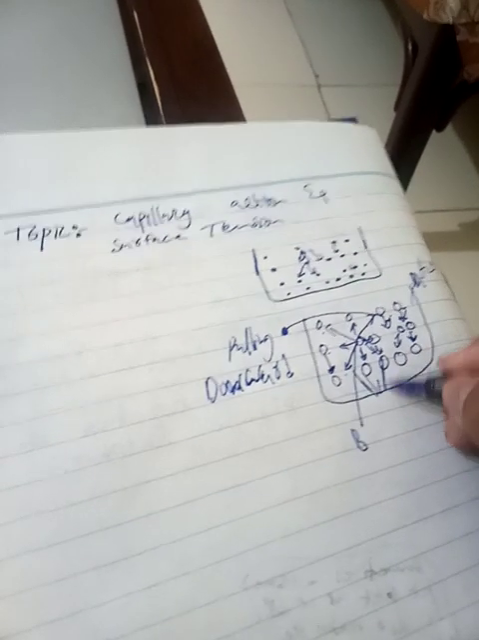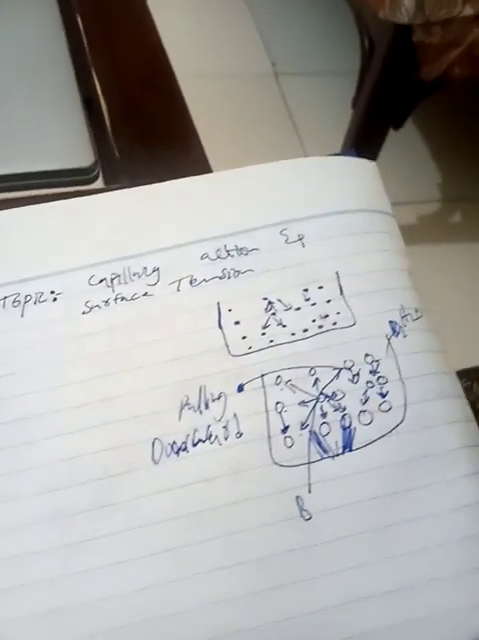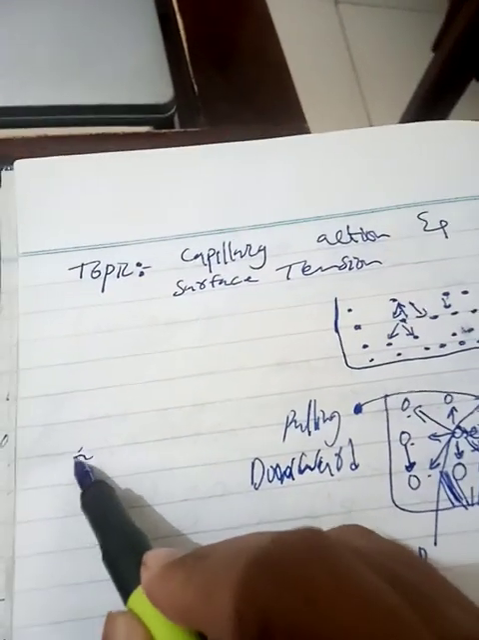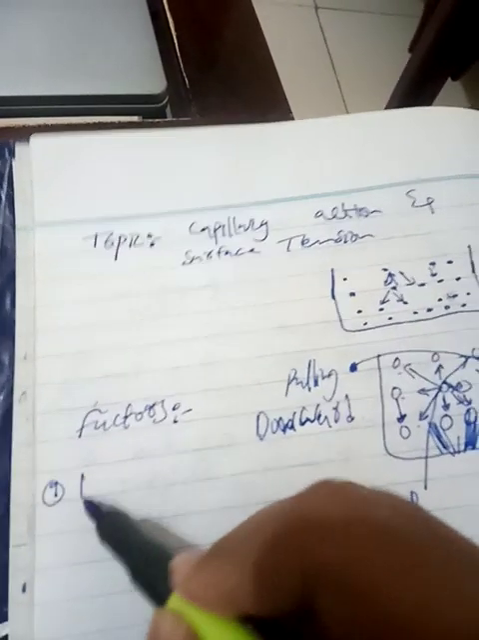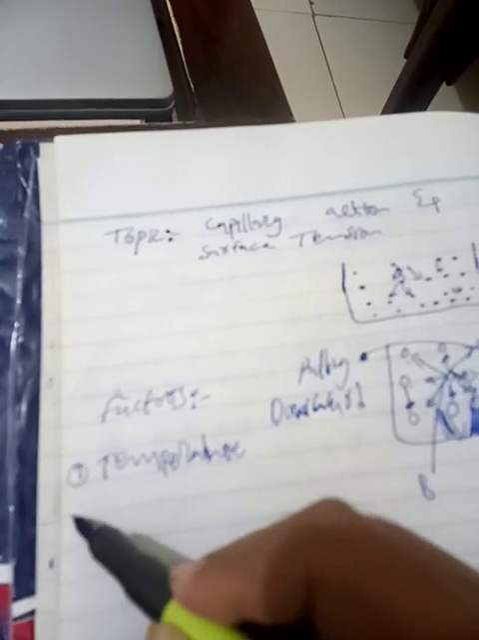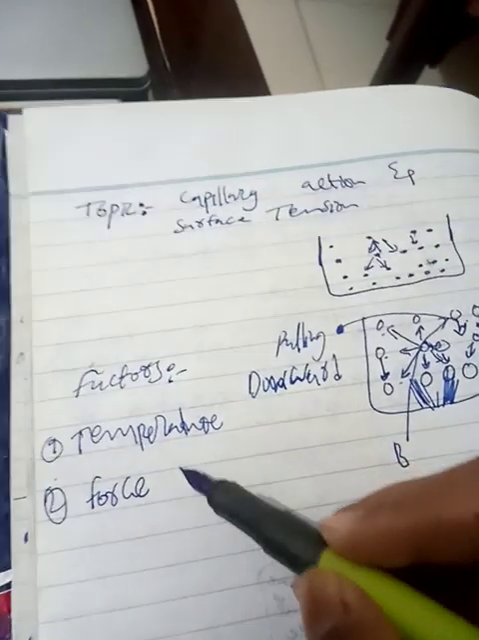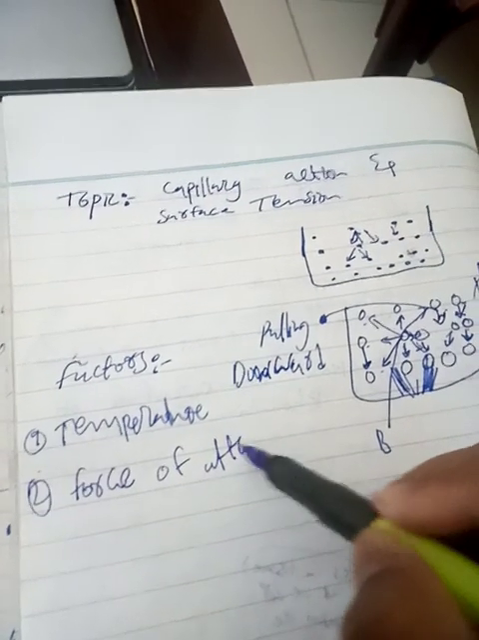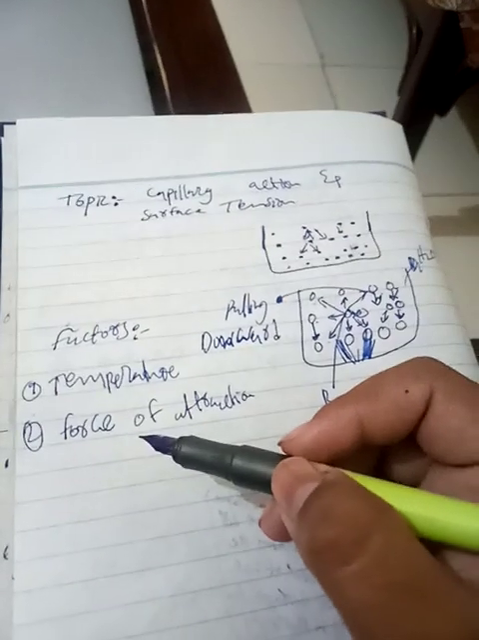So there are many factors of surface tension, but we can say that there are a total of three factors which we are going to study today. For example, the one is temperature, and the other one is the force of attraction. And one thing also matters, that what type of force is present between molecules to molecules.